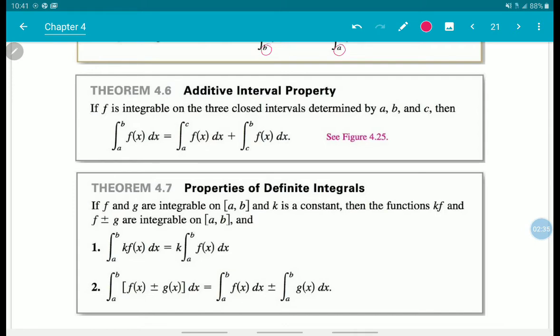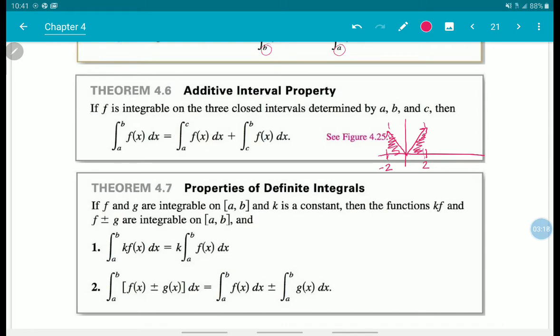Theorem 4.6 is an additive property. Let's say we're integrating from a to b. If necessary, we could split that up between two integrals. So a good example may be something that looks like this. Maybe we have the absolute value here, and we're going from maybe -2 to 2. Remember, this is finding the area under the curve, and by that, I mean the area between the curve and the x-axis.